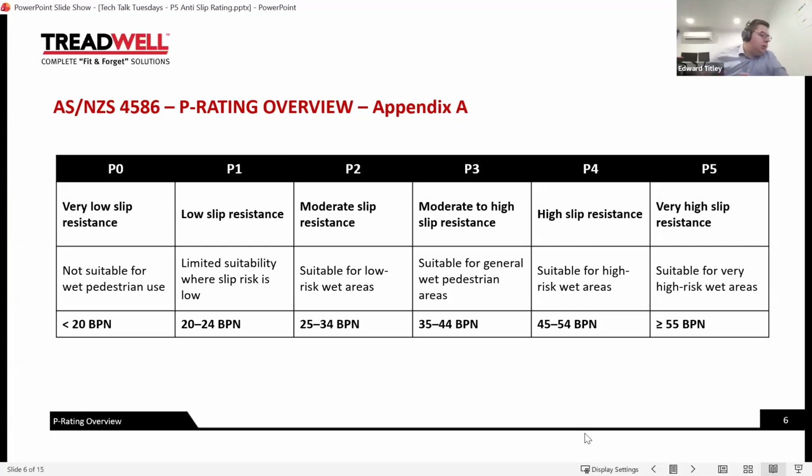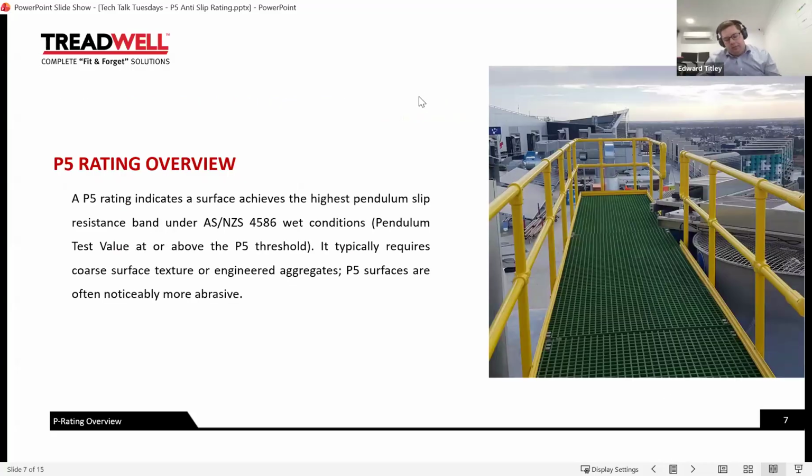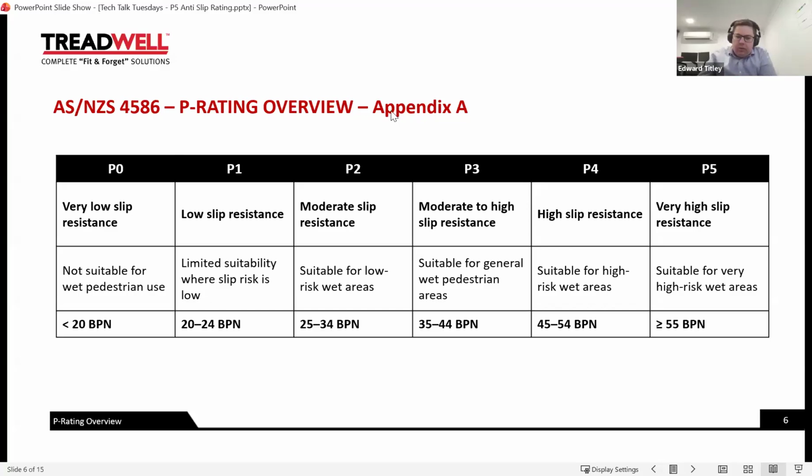Appendix B, as I mentioned earlier, is dry floors. So that would be inside buildings. You go to supermarkets, something like that, inside a building where it's dry. Wouldn't typically use FRP in those sort of situations, so we're not going to discuss that. And Appendix C is a wet barefoot classification, showers, bathroom floors, that sort of stuff. So once again, FRP is not generally used in those two situations, so we're not going to discuss those parts of the standard today.